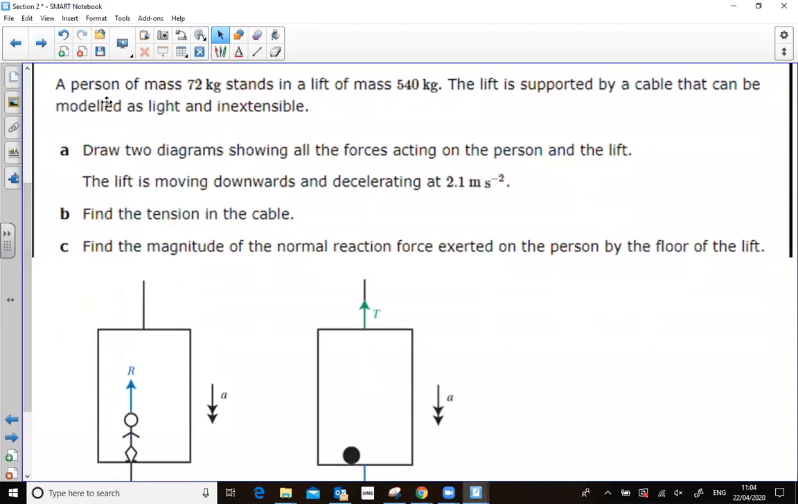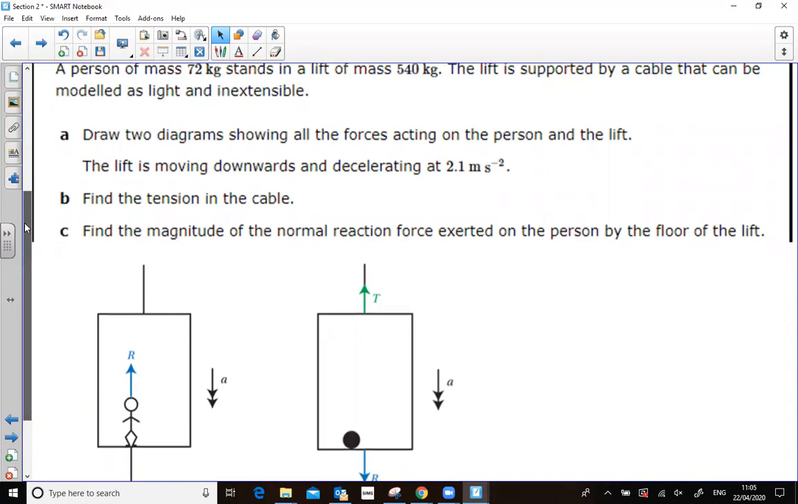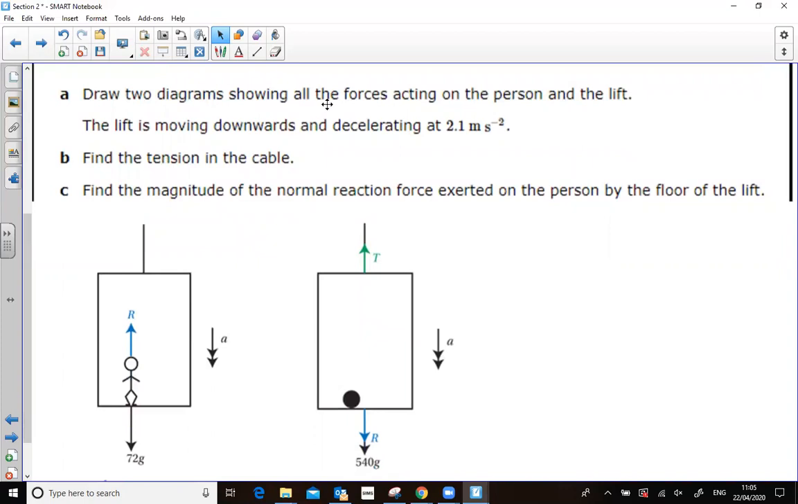In this question, a person of 72 kilograms stands in a lift of mass 540 kilograms. The lift is supported by a cable that can be modeled as light and inextensible. Part A. Draw two diagrams showing all the forces acting on the person and the lift. And I have already done that for you, so let's have a look at the two diagrams.